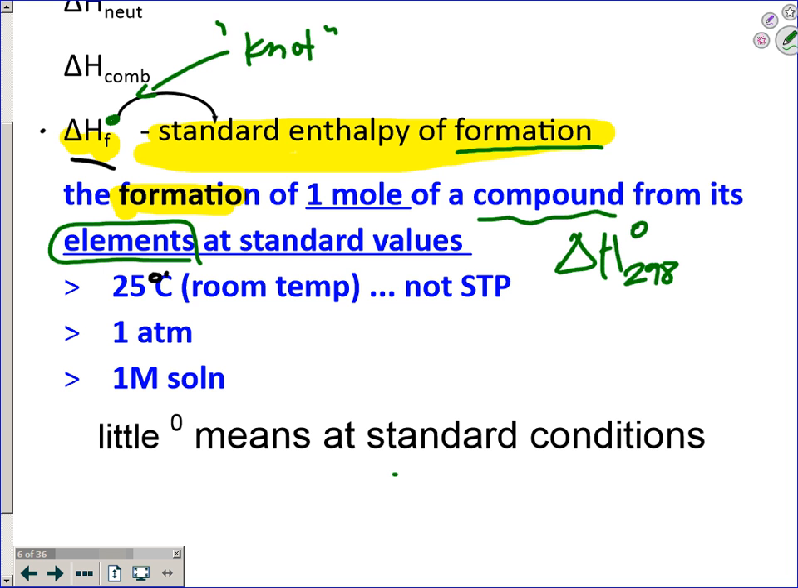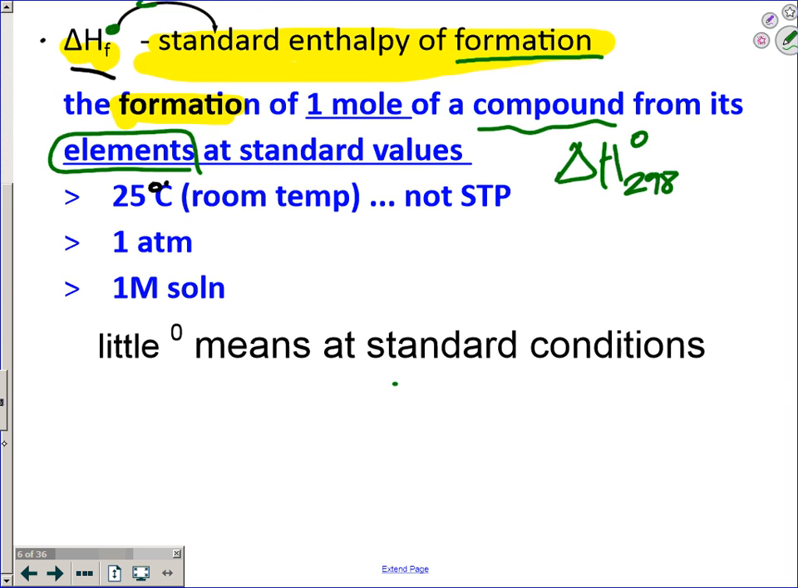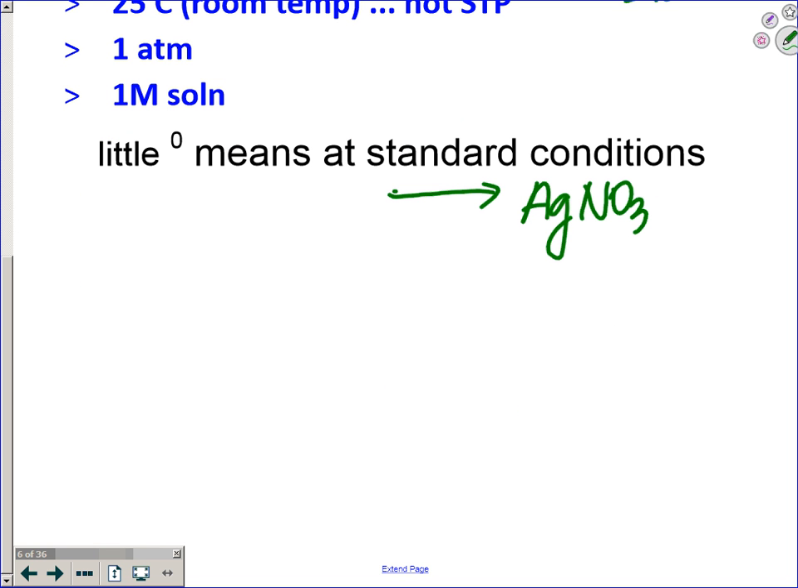So for the standard enthalpy of formation, I want you to write the standard enthalpy of formation for silver nitrate. So let's form silver nitrate. Formula? AgNO3. And this is what kind of compound? Ionic. So if it's ionic at room temperature, what likely is its state of matter? Solid, because all ionics are solid at room temperature. If you didn't know that, you got it now.